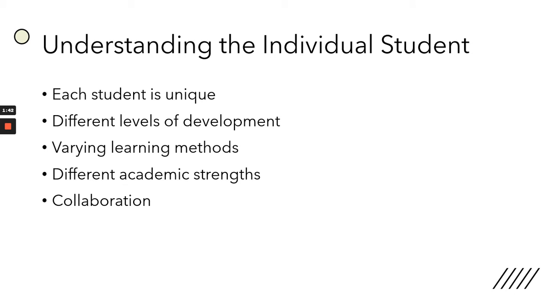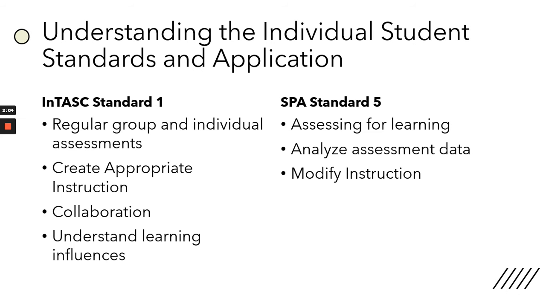Each student has different academic strengths and weaknesses that can be used to assist in their learning of the content. Collaborating with teachers of a subject that students are strong in to aid in their understanding of subjects that they are weak in, and enlisting students who excel in a subject to assist a student who struggles can help keep everyone on the same page and feeling adequately challenged. This theme applies to the first InTASC standard and the fifth SPA standard.